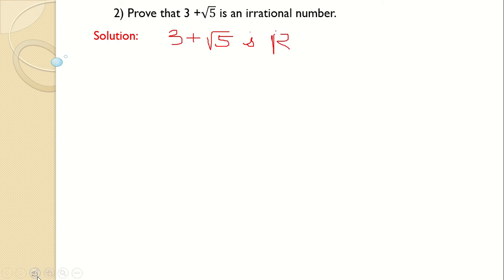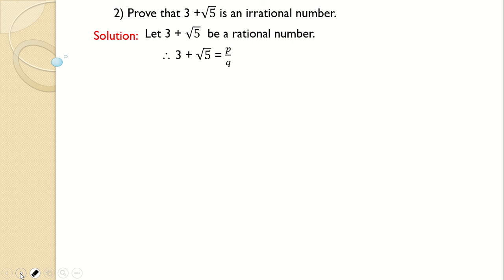Okay, we assume that it is rational. Now we will go over this a little faster. Assume, as the first step, that it is rational. Since it is rational, it can be represented in p by q form. So let's assume 3 plus root 5 equals p upon q. Now this 3 will go to that side and become minus. So root 5 equals p by q minus 3.